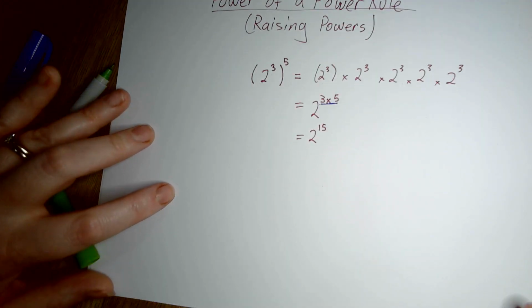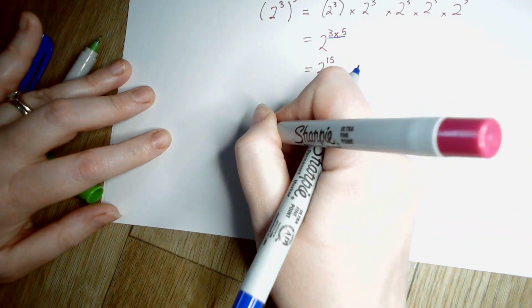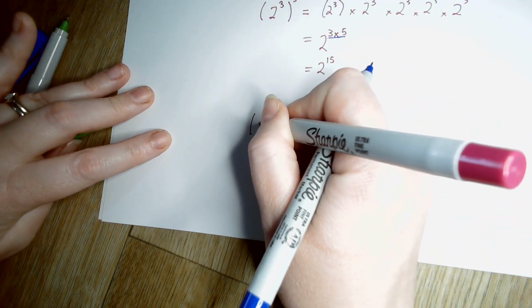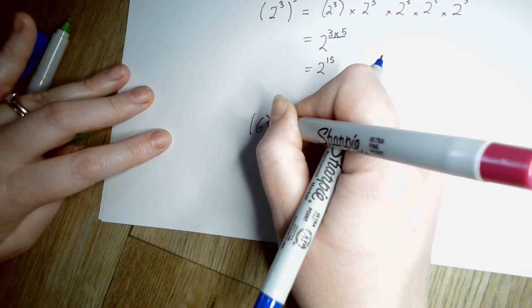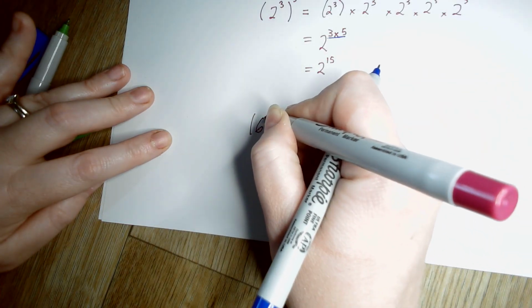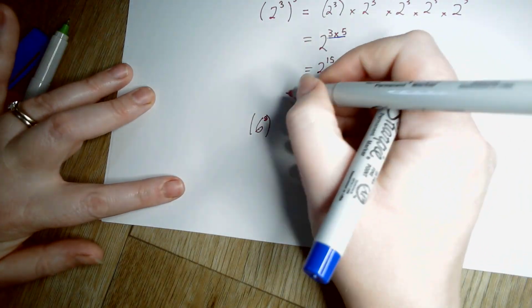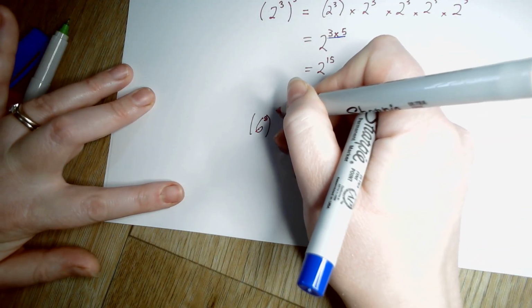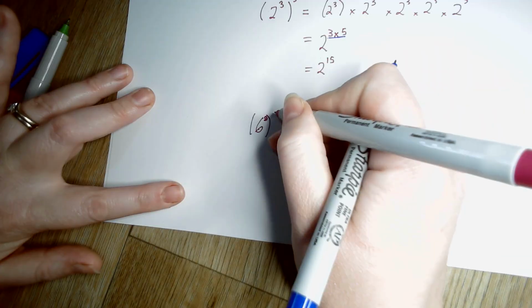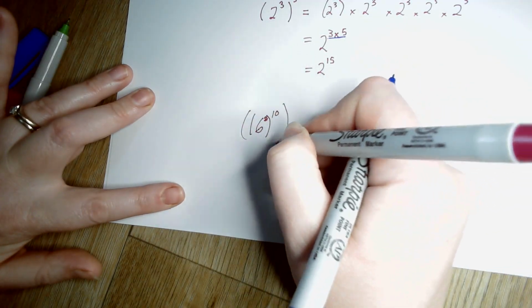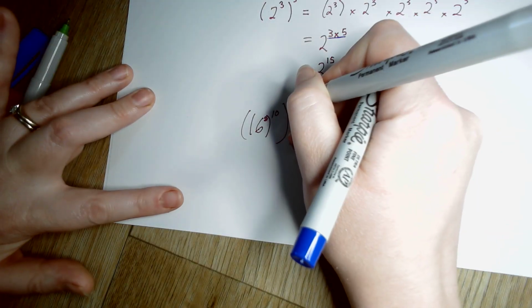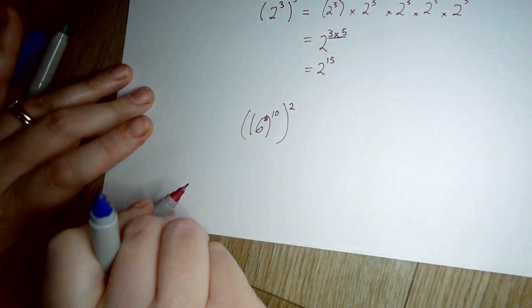Let's try another example. So for example, if we had, let's pick 6 to the power of 8. Oh my goodness, I almost wrote 7. That would have been crazy. To the power of another power, let's pick 10. And then if we wanted to be even crazier, we could raise that to another power. And let's put that as 2.